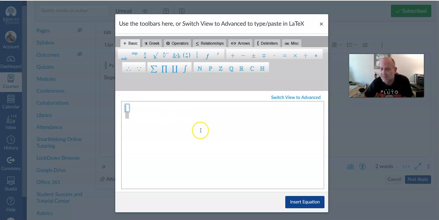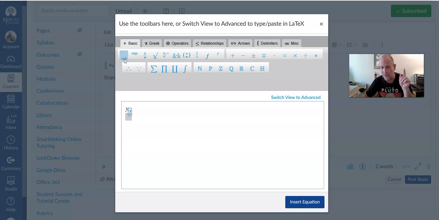Okay, so we go back to this environment, and we remember that the slope is a change in y over a change in x. So that means we need y2 minus y1 in the numerator. So let's do y, and we need a subscript. So I'll click subscript 2.